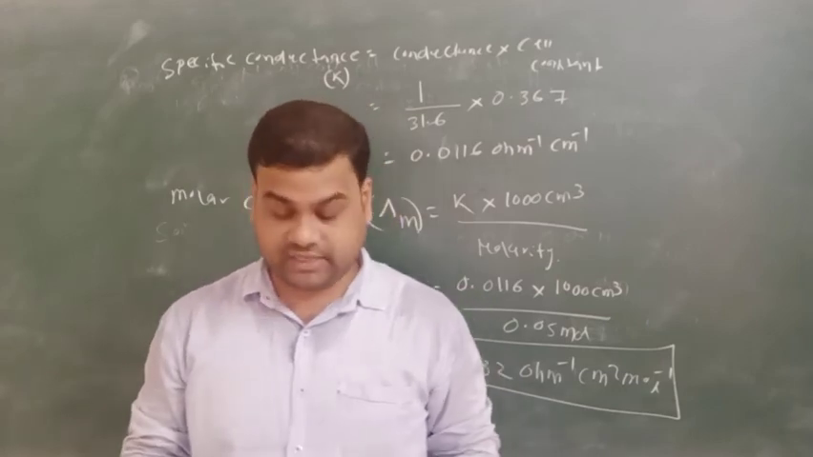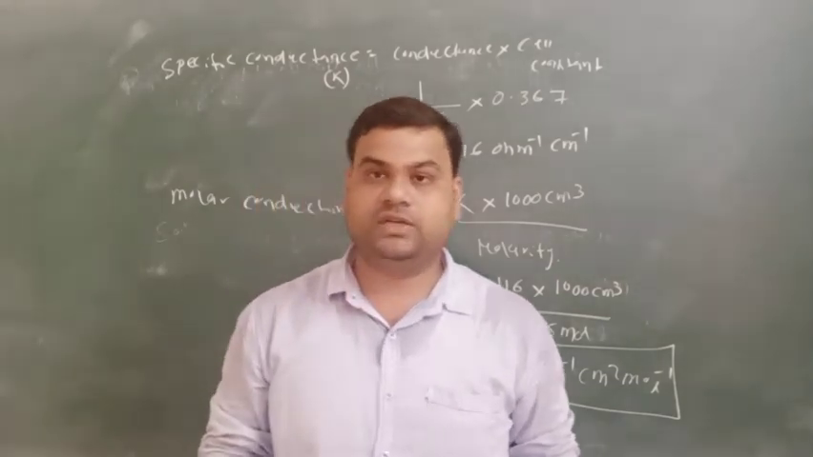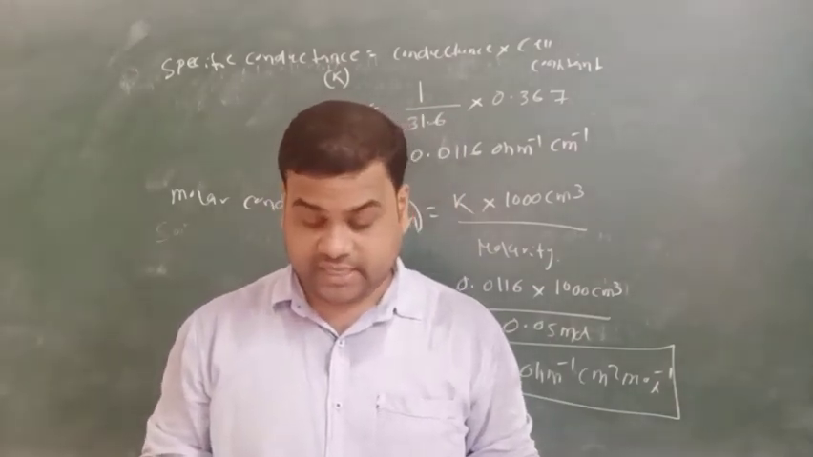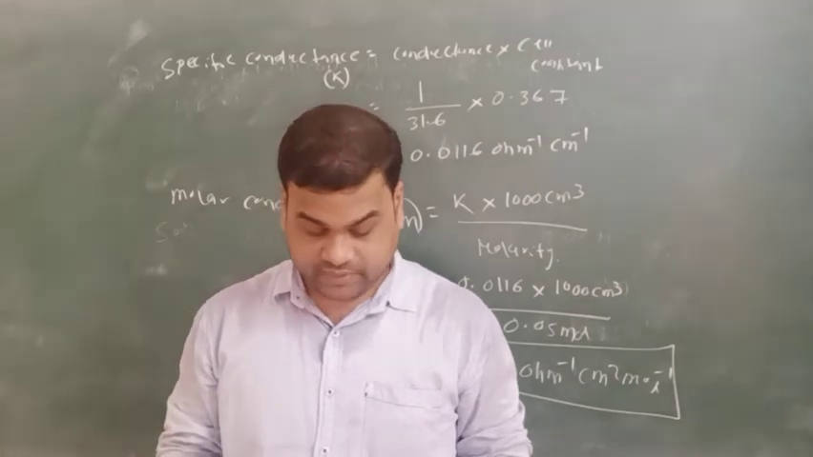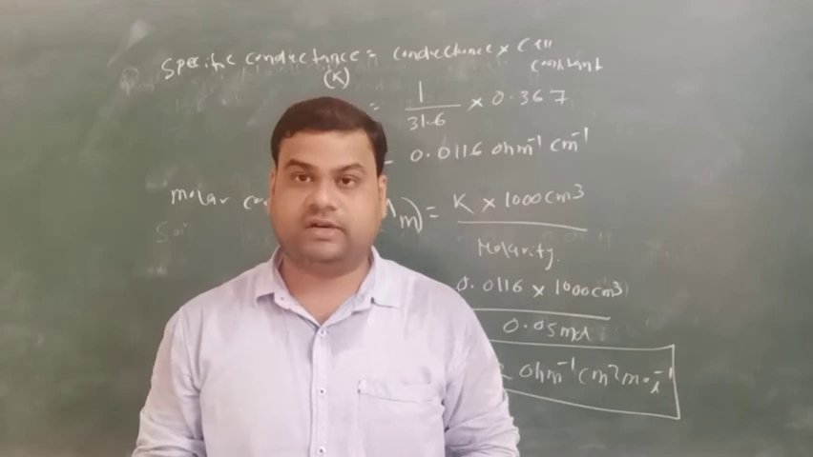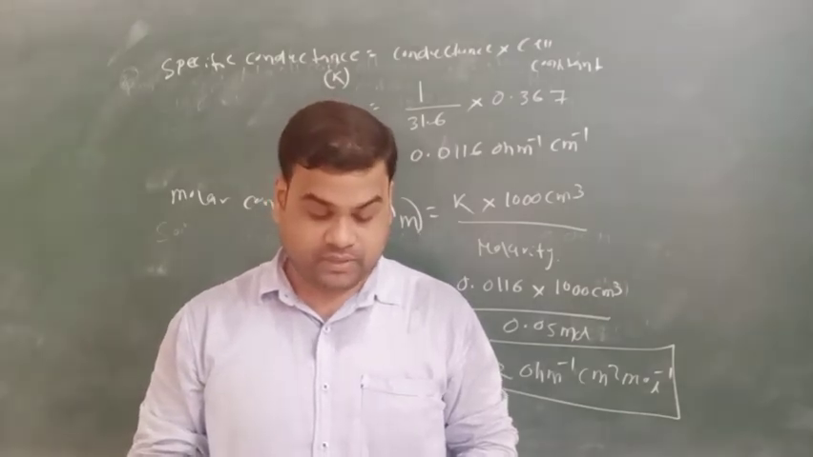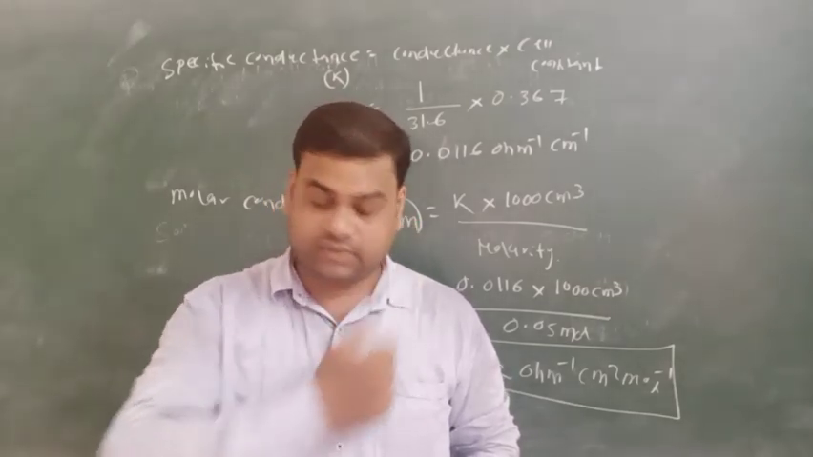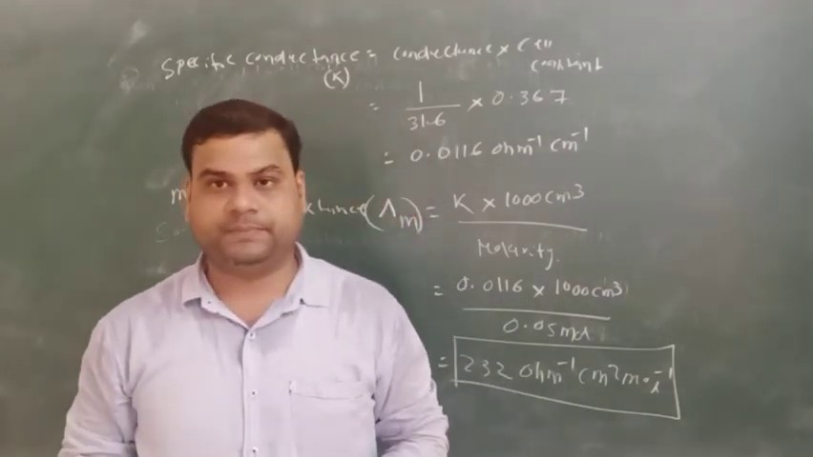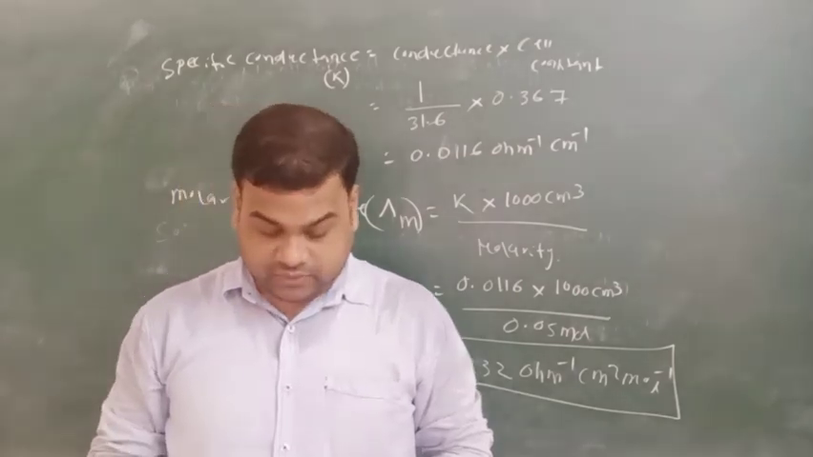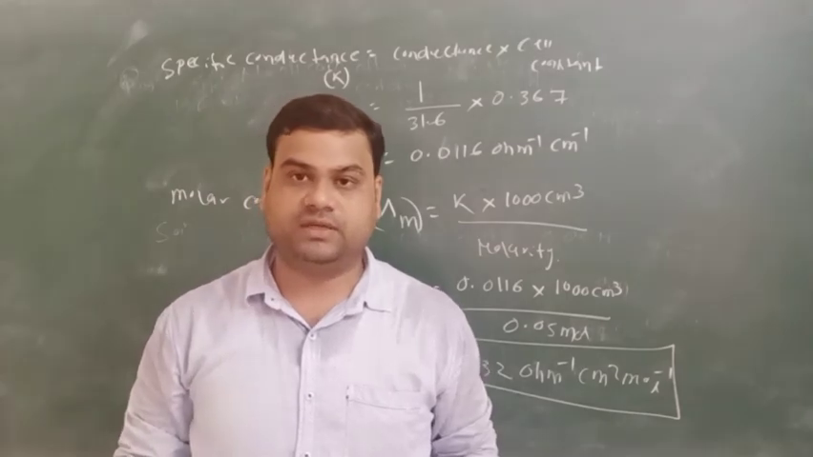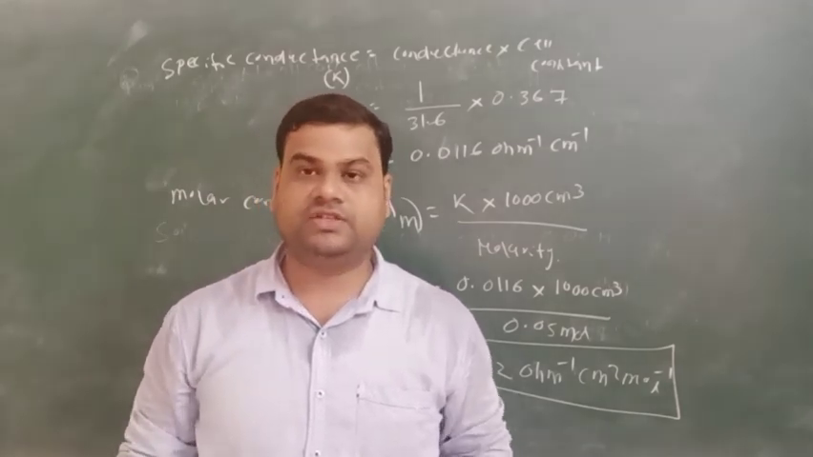And specific conductance is equal to conductance into cell constant. Conductance we have calculated from the resistance, and the cell constant is given. So easily we can calculate the molar conductance, lambda m, equal to kappa into 1000 cm cube divided by its molarity, and specific conductance equal to kappa here. So we got the value of 232 ohm inverse cm square mole inverse. So this is all about the calculation of numericals.